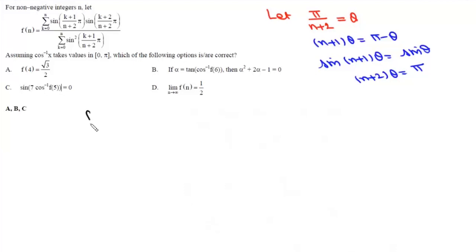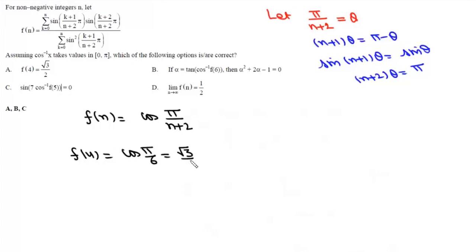So now we have our function fn, which is cos pi upon n plus 2. Now the first part is f4. Now this f4 is cos pi by 6, and cos pi by 6 is root 3 by 2. That means option A is correct.